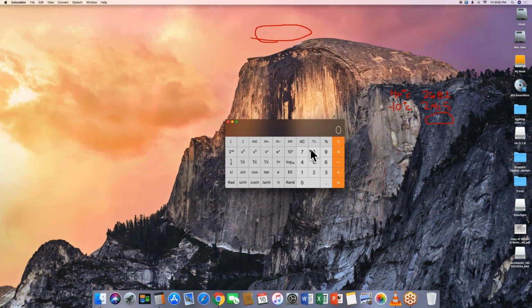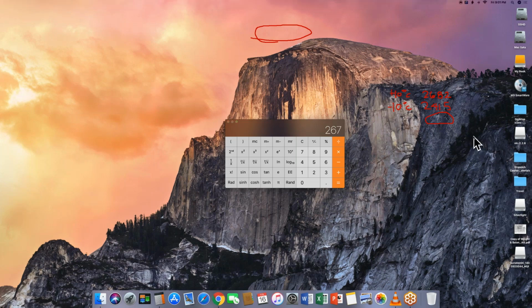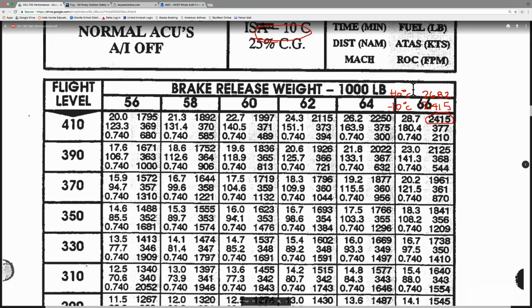No, that's not right. Okay, 267 pounds of fuel. Kind of important that we get that number right. Okay. Does that make sense to everybody? So let's go to a clear paper so I can write this out.